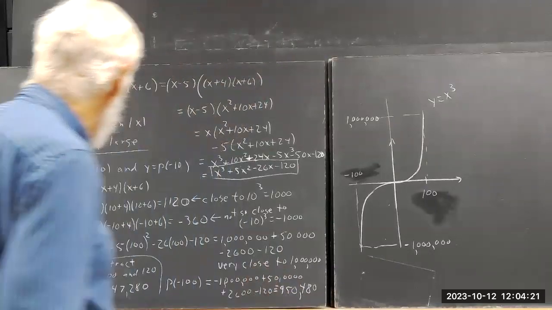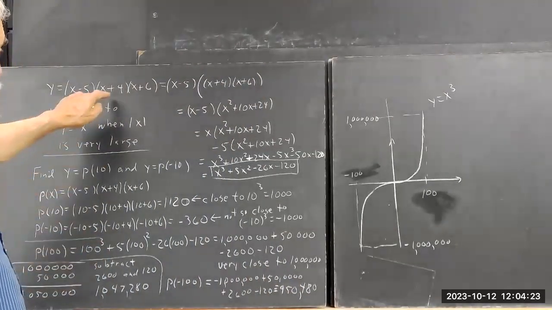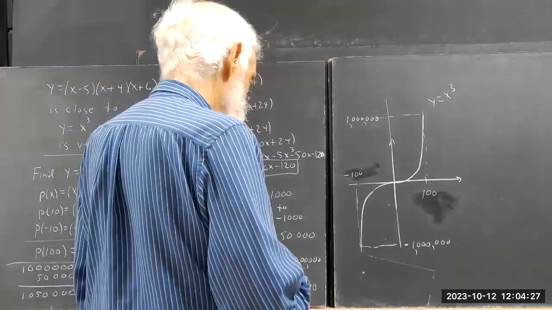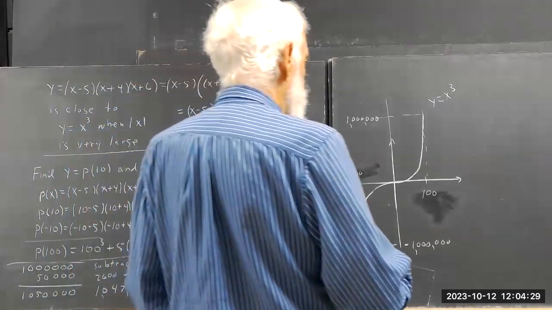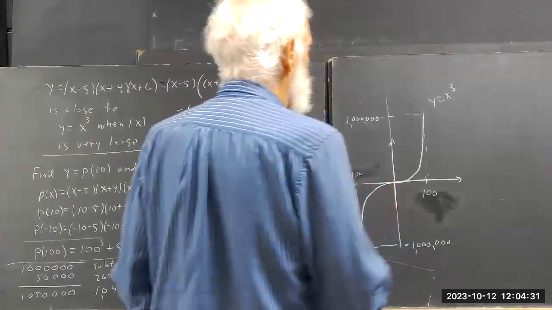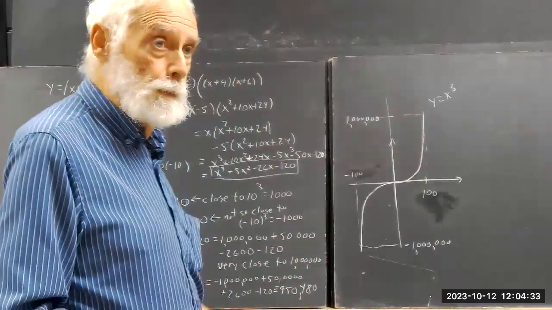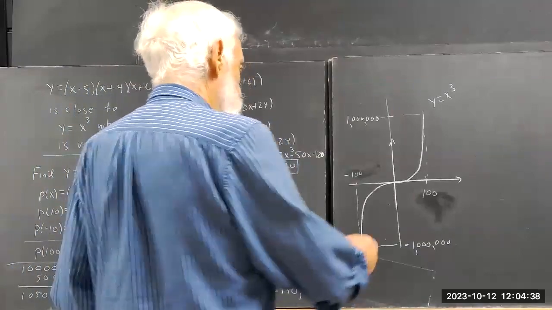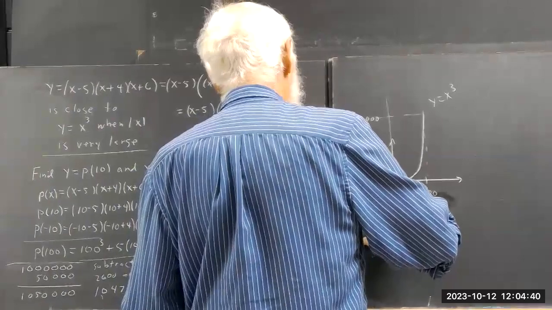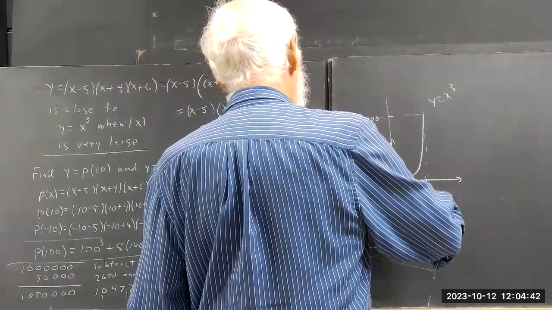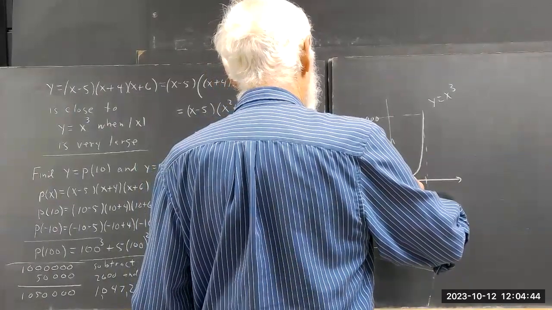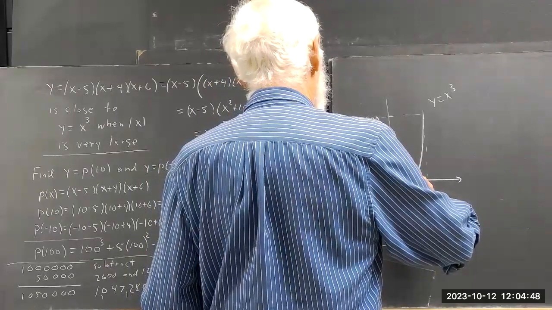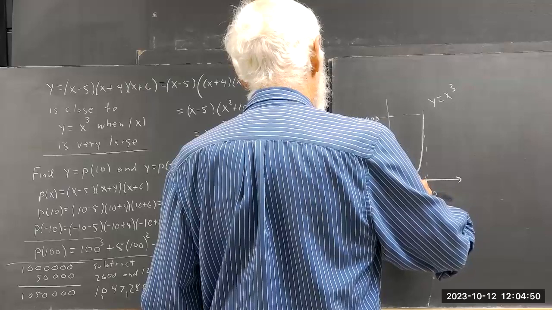Now the graph of this polynomial, our P of x polynomial, is going to stay very close to the graph of x cubed. The two graphs are going to look something like this. This isn't going to be real accurate, but something like this. And then very close to the origin, you've got a couple of wiggles.